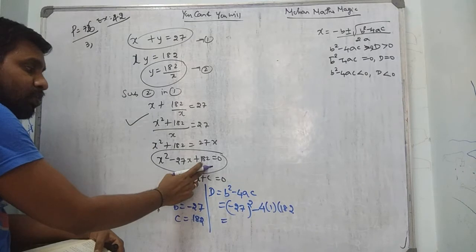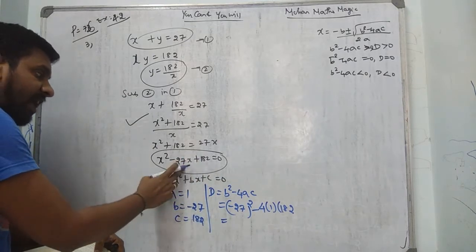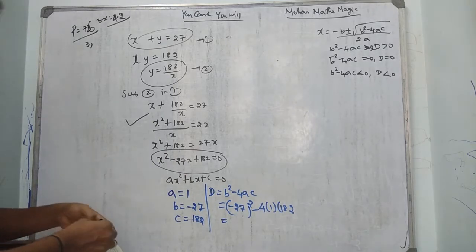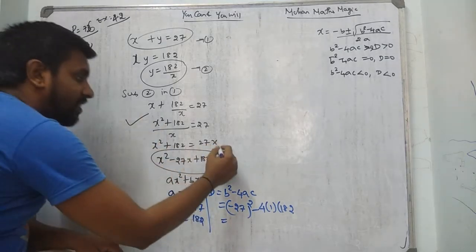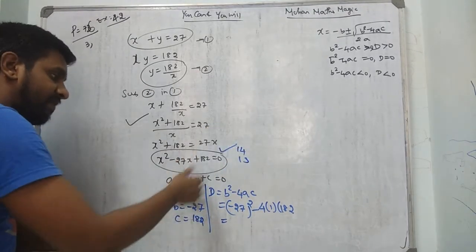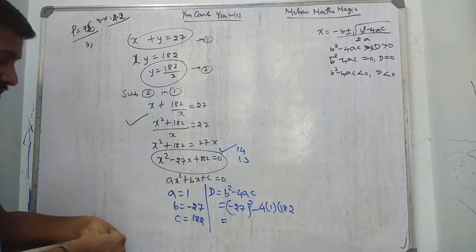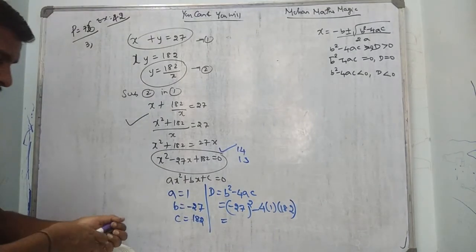Factorize: which two numbers multiply to give 182 and at the same time add up to 27? It may be 14 and 13 approximately. So with the same 14, 13, using factorization I will get 14 and 13. You can go by that method also, no problem. But for slow learners, it's easy to go with this method. So 27 square minus 4 into 182. What is the value of that? We have to find out.